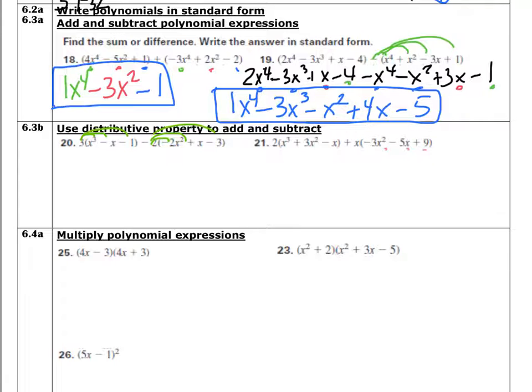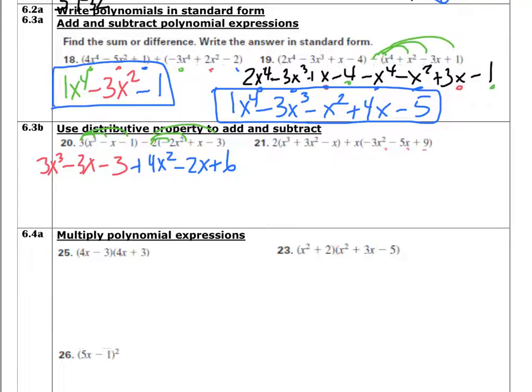When we distribute it, we're going to have 3 times x cubed is 3x cubed. And then 3 times a negative x is negative 3x. 3 times negative 1 is negative 3. Then we're going to have a negative 2 times a negative 2x to the fourth. That'll become a positive 4x squared. Negative 2 times a positive x is going to be a negative 2x. And a negative 2 times a negative 3 is plus 6.